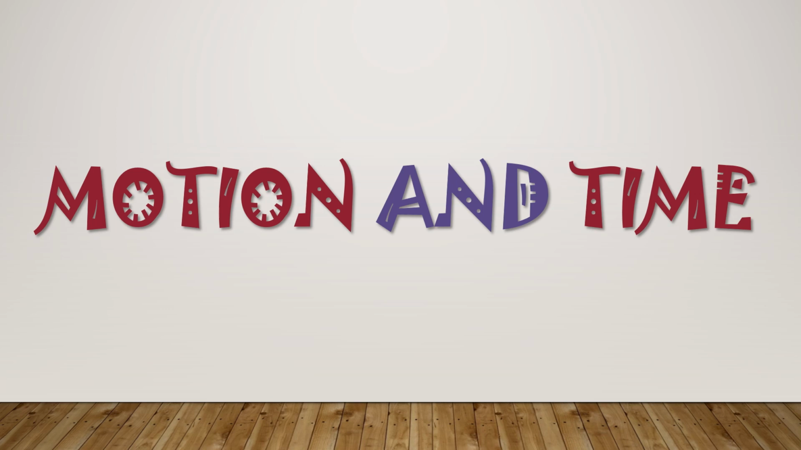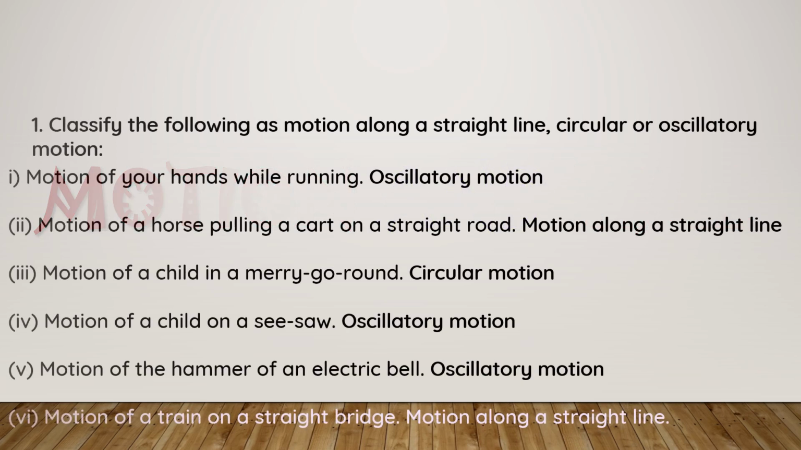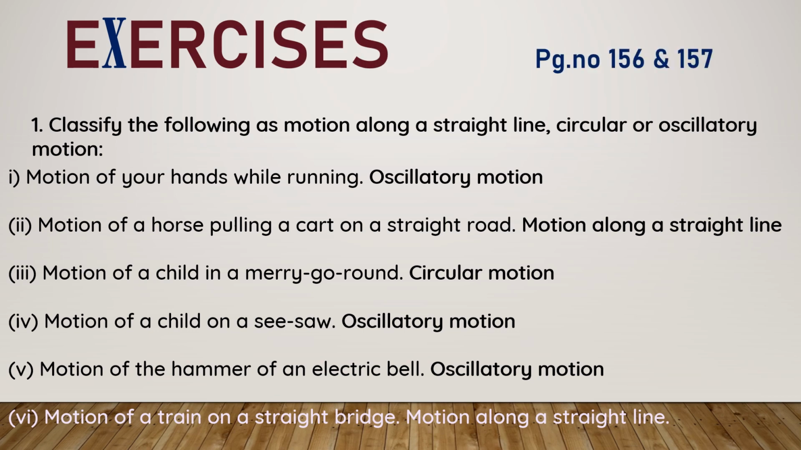Motion and time. So today we are going to discuss the exercise part in this lesson. Exercises, page number 156 and 157 in your textbook. And we'll discuss from the first question. First one, classify the following as motion along a straight line, circular or oscillatory motion. So here some motions are given and you have to find which kind of motion each is.